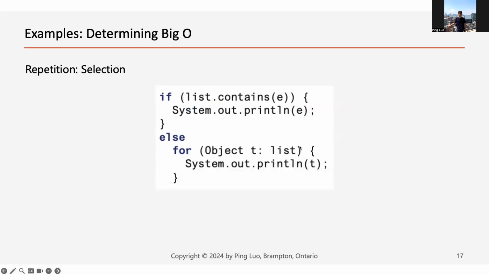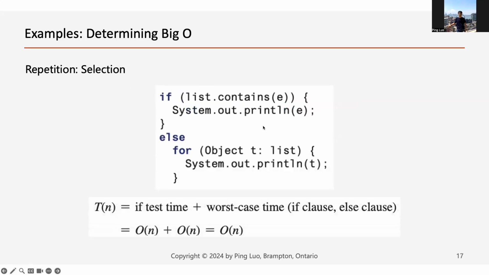Okay, so this is another example. We have an if-else statement. Although the if branch has only one statement, the for loop is within the else statement. So overall, the complexity is O(n), because we need to know the worst case of this algorithm, of this pseudocode.